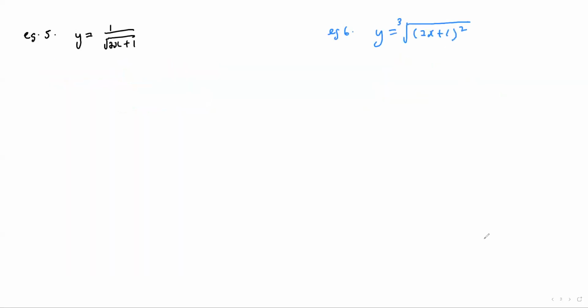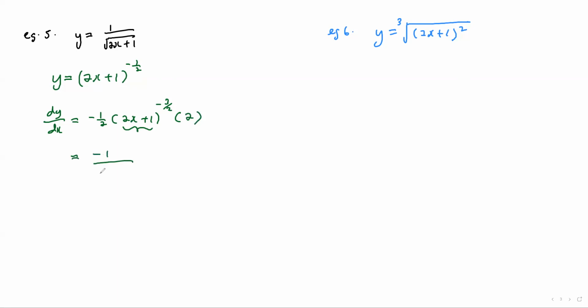Okay, so let's look at the next one, example 5. Similarly, I can also write this as 2x plus 1 to the power of negative half. If you differentiate, you can bring down the negative half, and this is 2x plus 1 to the power of negative half minus 1, that will be negative 3 over 2. And then multiply by the derivative of this, which is 2. So our final answer would be negative 1 over 2x plus 1 to the power of 3 over 2. And you can write it as 1.5.